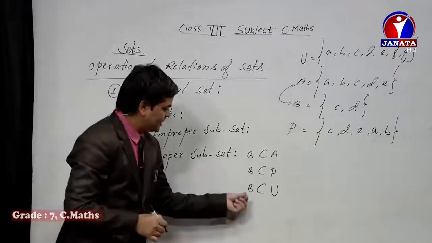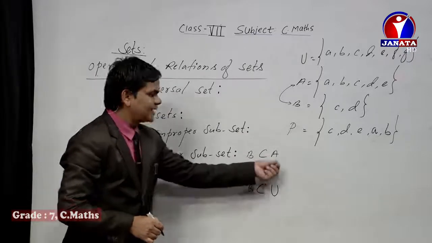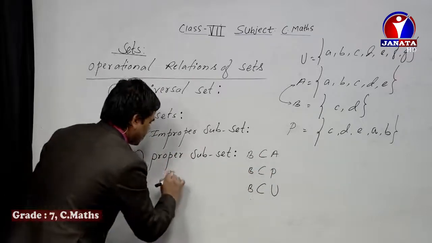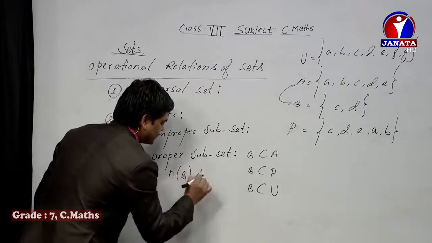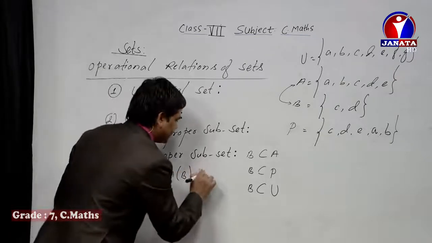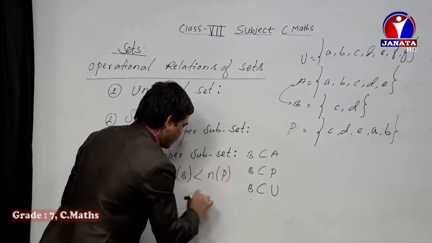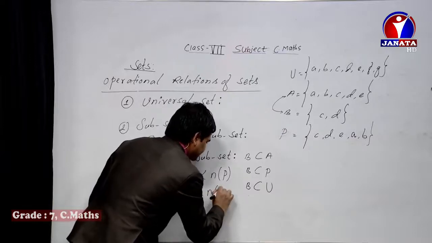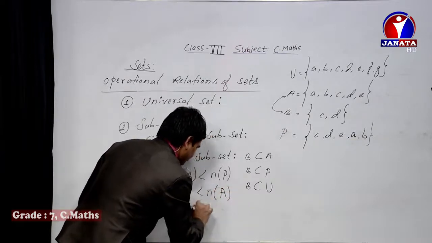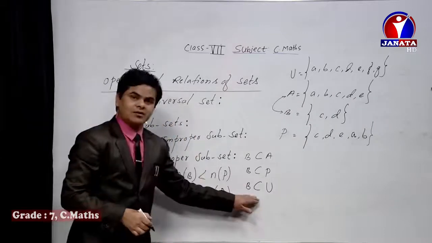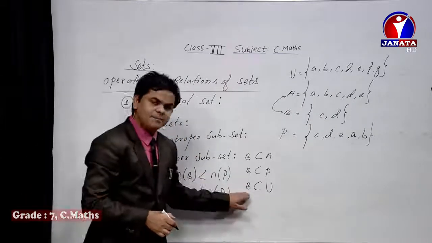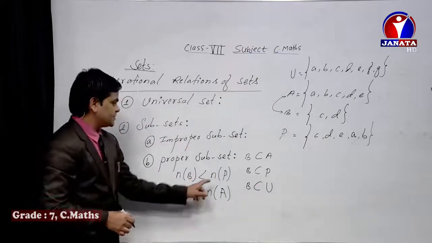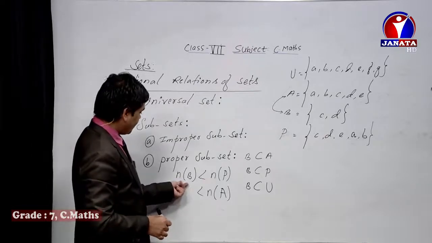One is that all the elements of the proper subset should be contained in its superset, and another is that the number of elements in set B must be less than the number of elements in set P, or less than the number of elements in set A. No need to explain more about this. Always it will happen that set B will have fewer elements in comparison to the universal set. So if such situations are found, let's see the number of elements contained in set B.